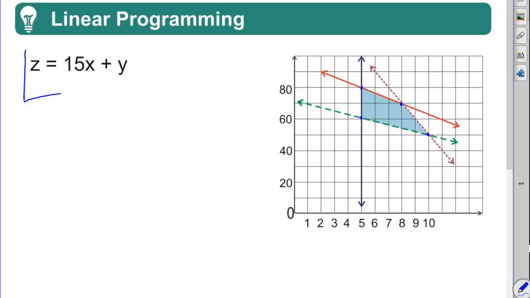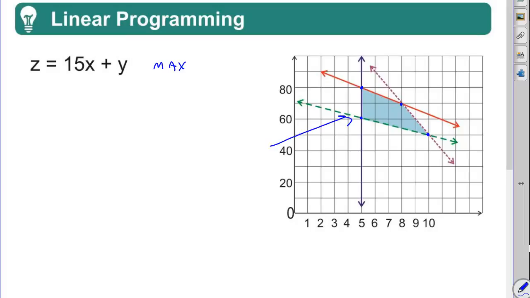We also have what's called the objective function. The objective function is what allows you to assess the maximum or the minimum. We're going to treat this as a maximum. To do that, what we need are the coordinates of the 4 corner points.